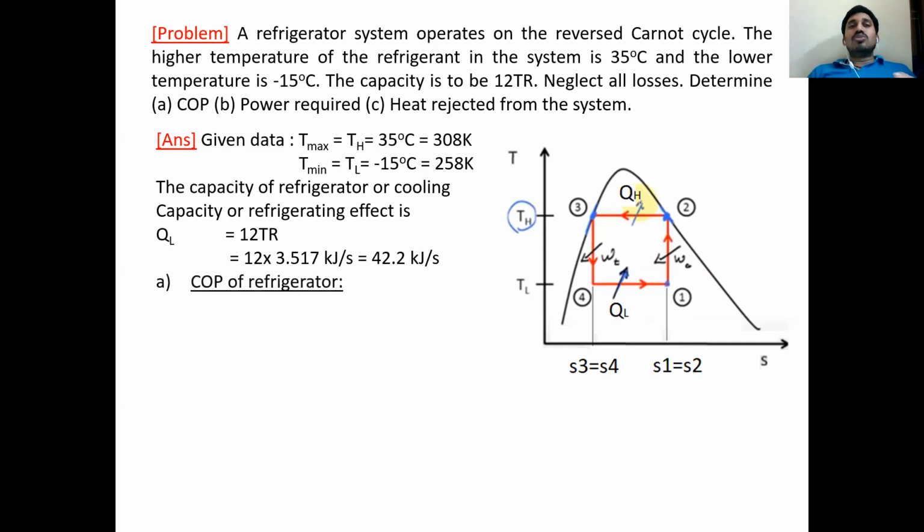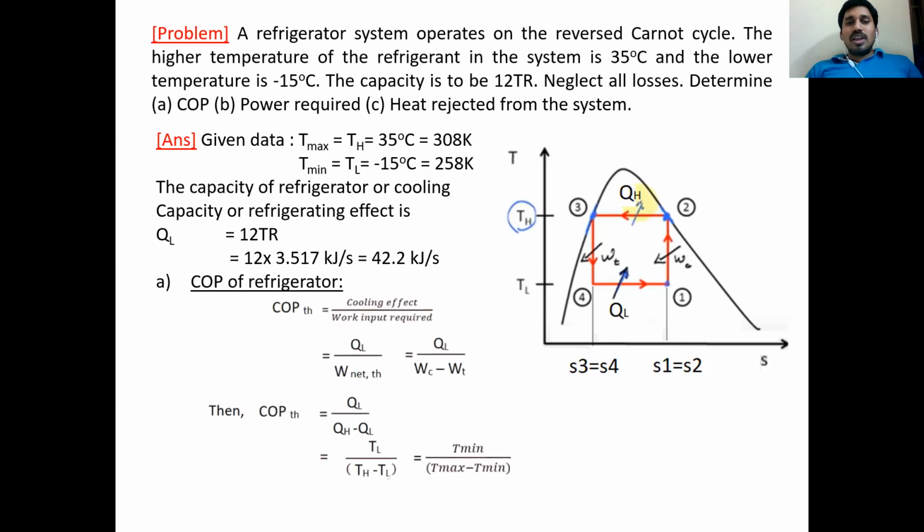Now we are going to solve the objectives. The first one is COP. For the COP of the Carnot refrigerator, or theoretical cycle COP, I already discussed it in the Carnot refrigerator. Again I have mentioned it in steps. COP of a refrigerator is the ratio of the amount of heat removed from the cooled space, called the refrigerating effect, to the amount of work required to drive the compressor, called the net work input. That ratio is called the coefficient of performance of the Carnot refrigerator.